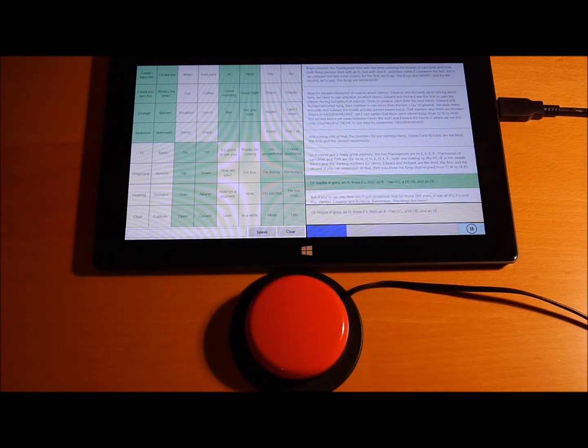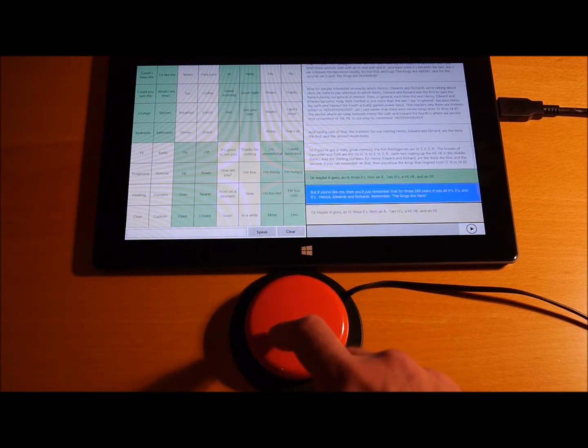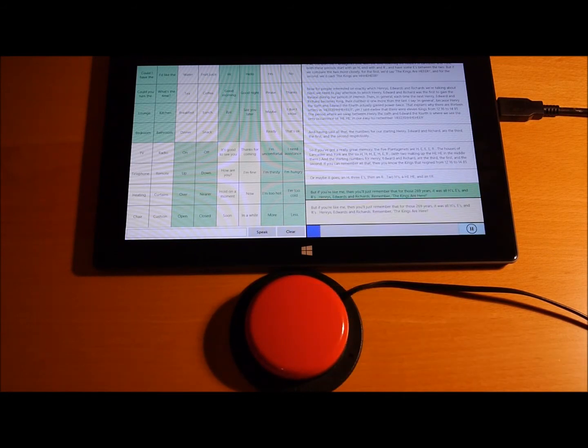Or maybe it goes, an H, 3 E's, then an R. 2 H's, a "he", and an R. But if you're like me, then you'll just remember that for those 269 years, it was all H's, E's, and R's. Henrys, Edwards and Richards. Remember, the kings are here.